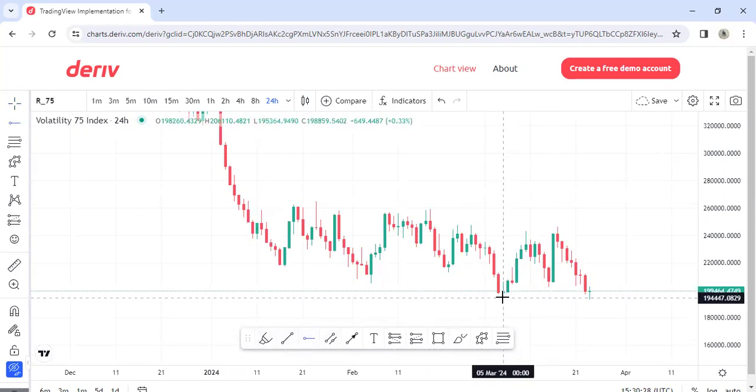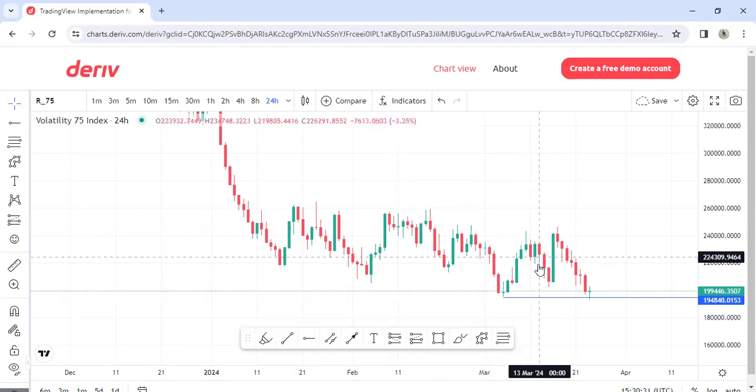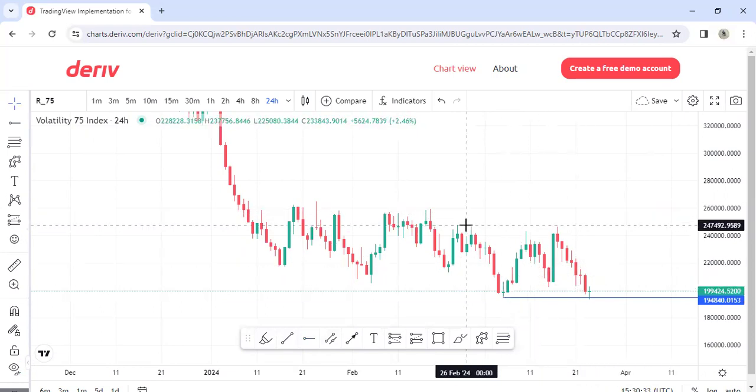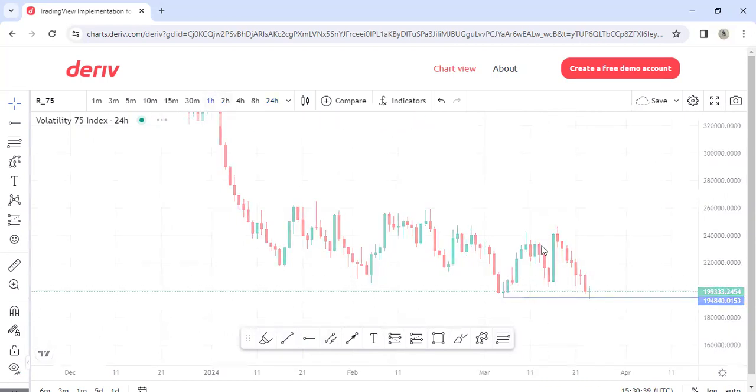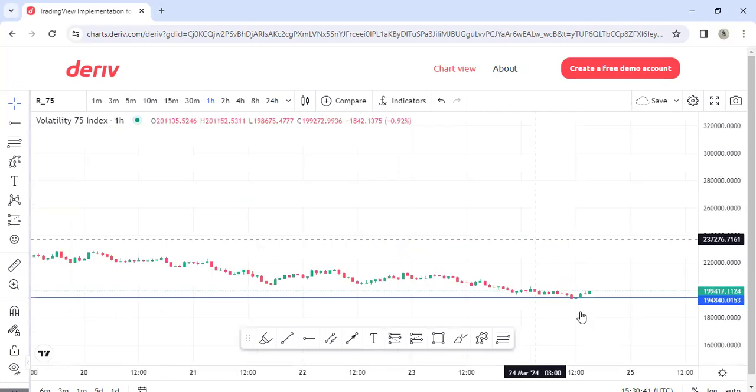This was my target, this low here. That was my target, this low. And all of that. So the market has actually hit that low. But yesterday, the market had not hit this low. So I went to the 1 hour chart, and then I was looking at the market structure on the 1 hour chart. It was actually on 1 hour I took the trade.